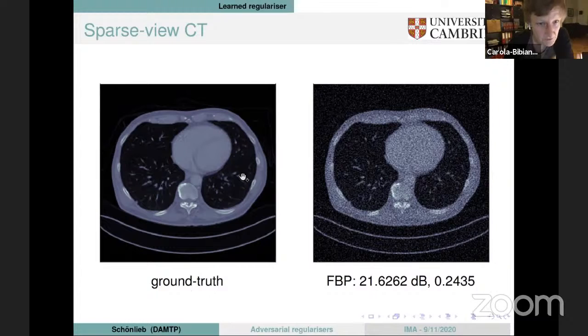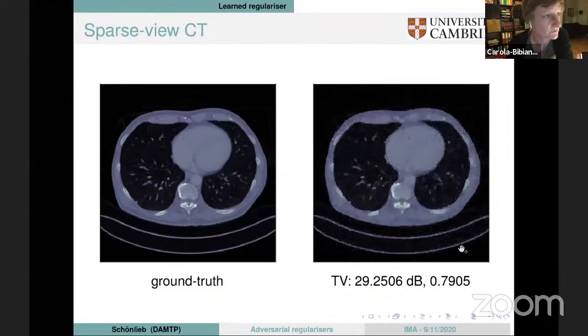Here on the left, you see the ground truth. On the right, I always show you the reconstruction. So this is filtered back projection. And what you see here is the so-called PSNR, a quality measure of how good this image is. The larger, the better. This is what you get with TV.